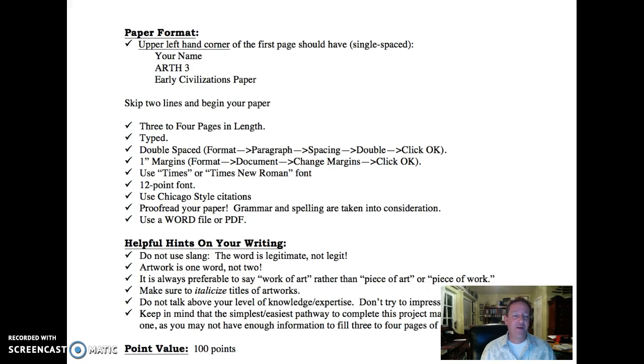Use standard types of fonts, Times or Times New Roman. Please use 12 point. I would ask that you use Chicago style citations. If you're more familiar with MLA format and want to use that, I'm totally okay with that as well, as long as you have citations. Then you want to proofread your paper. Grammar and spelling are taken into consideration. And when the grammar and spelling are good, I can grade so much quicker. It's just amazing what a difference it makes. And again, when you submit your projects, they need to be done in either a Word or a PDF file. Either one works with the program.